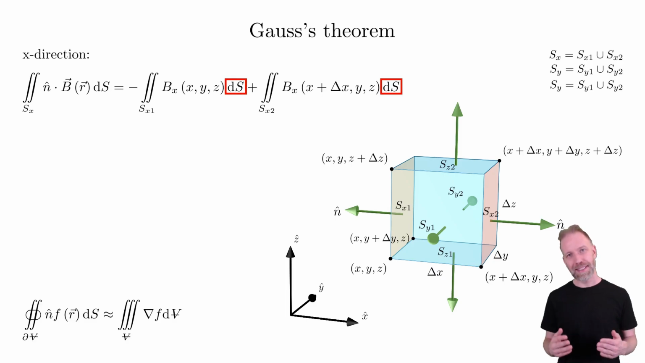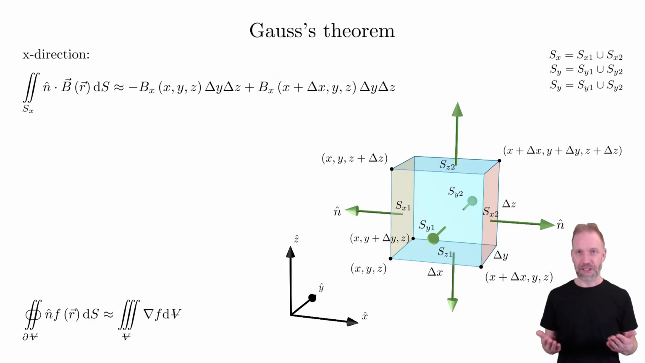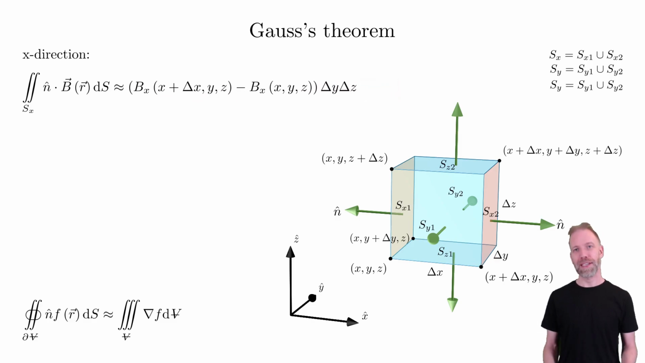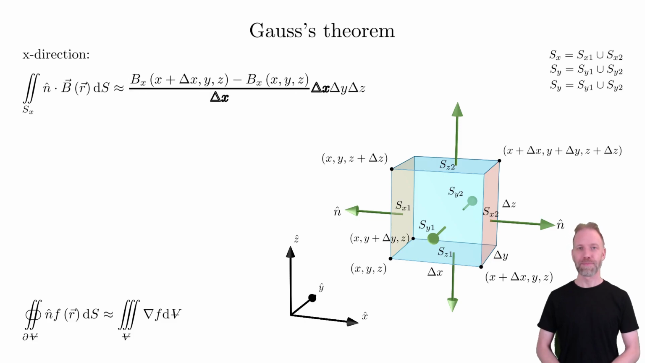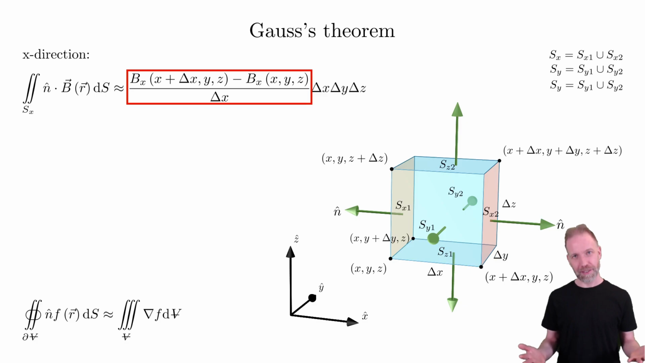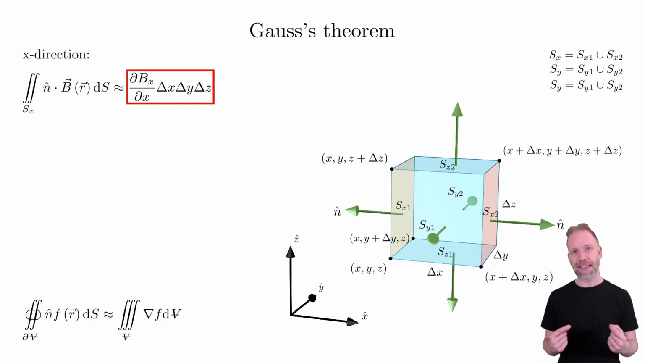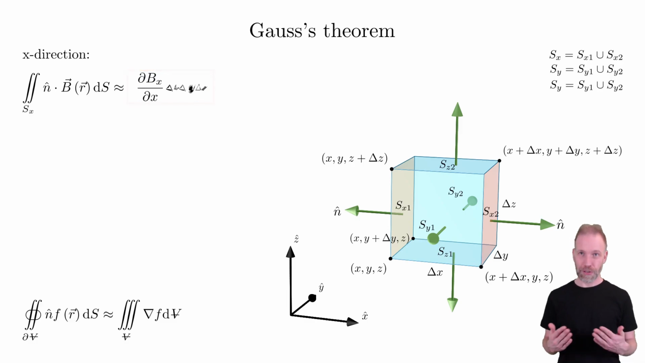Assume that bx is approximately constant, we can drop the integral. Place delta y delta z outside parentheses. Multiply and divide by delta x. And identify the partial derivative. Now, if the bx dx is approximately constant, this can be written as an integral over the volume.